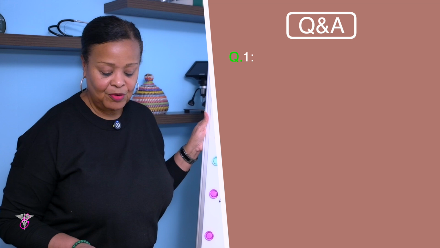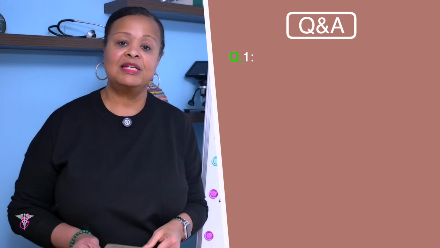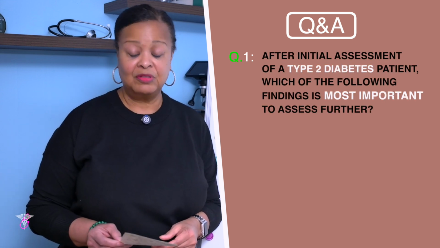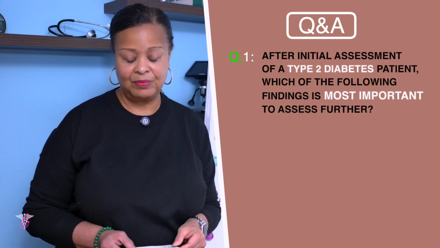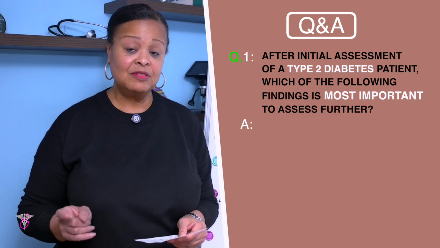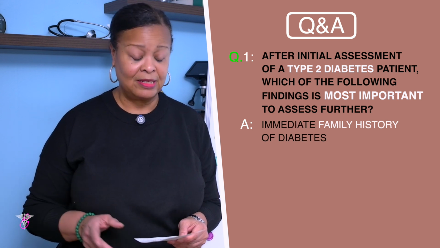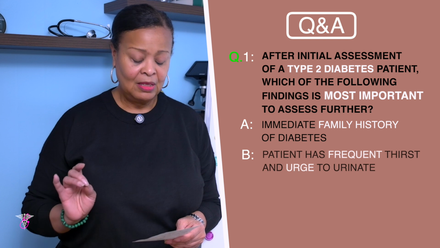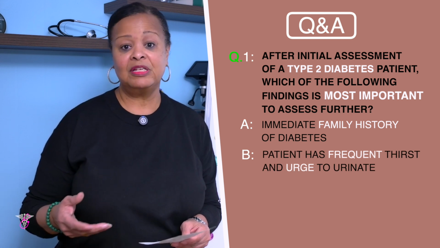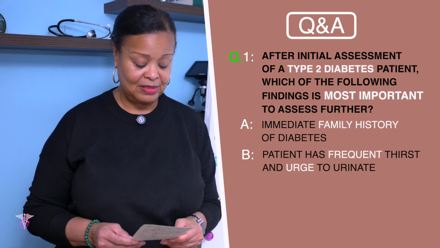A nurse is performing an initial assessment on a patient recently diagnosed with type 2 diabetes. Which of the following findings is most important for the nurse to assess further? All right, so here are your choices. A, a family history of diabetes in the immediate family. We know there's some genetic tendency there. B, the patient complains of frequent urination and frequent feeling of thirst. Again, we know those are signs and symptoms of diabetes.